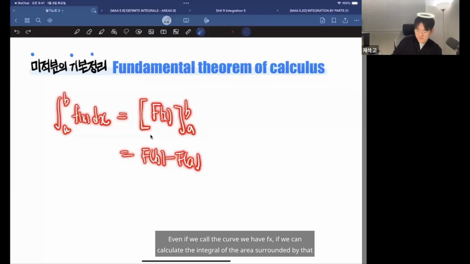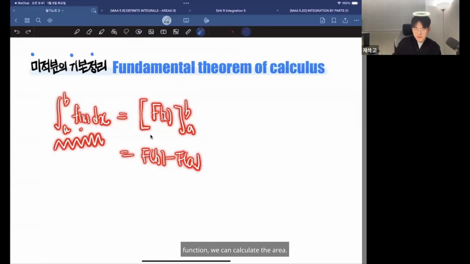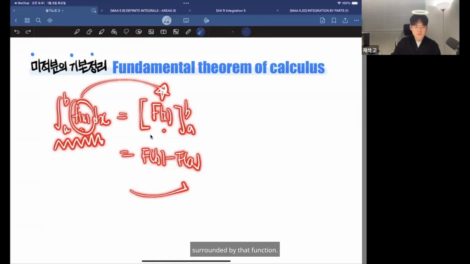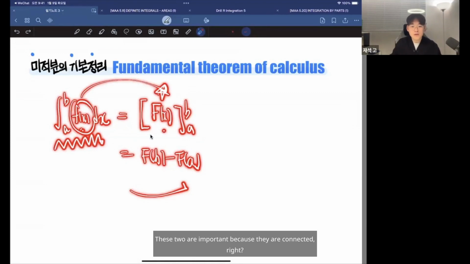Even if we call the curve we have f(x), if we can calculate the integral of the area surrounded by that function, we can calculate the area. If we can perform the inverse operation of the derivative of a certain function, we can calculate the area surrounded by that function. These two are important because they are connected, right?